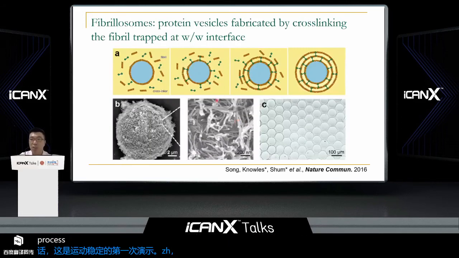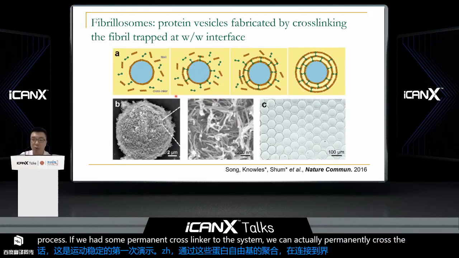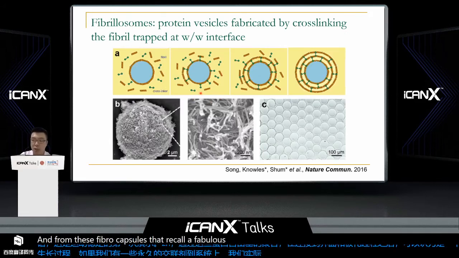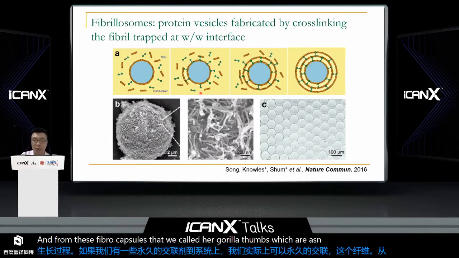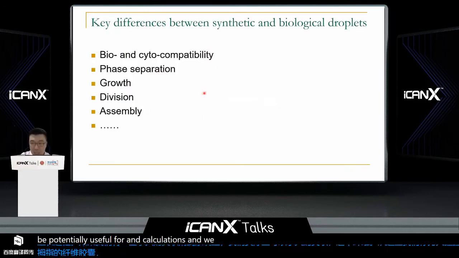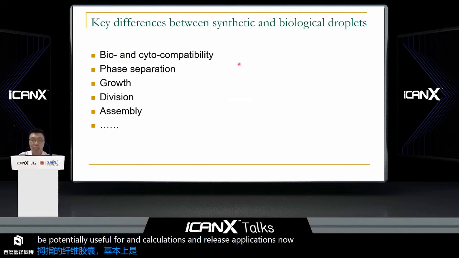If we add some permanent cross-linker to the system, we can actually permanently cross-link these fibrils and form these fibril capsules that we call fibrillosomes, which are essentially protein vesicles that can be potentially useful for encapsulation and release applications. Now, we also try to look at another characteristic, namely division.